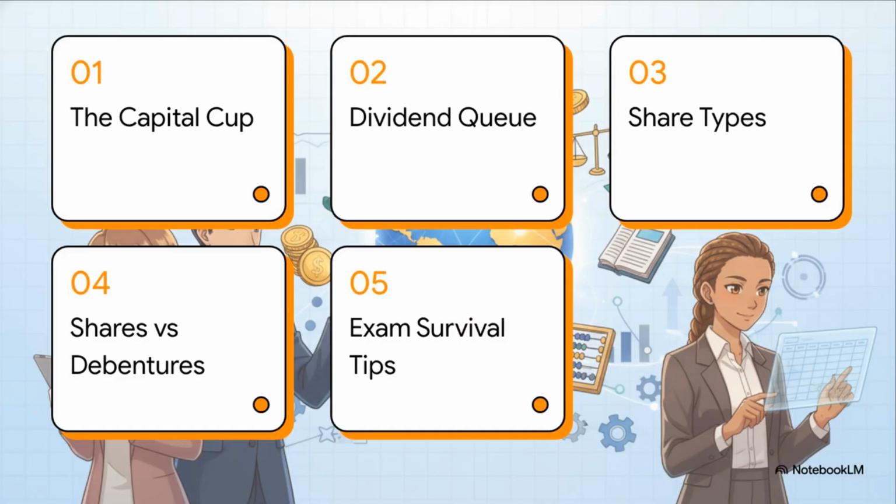Okay, let's dive into this. Here is our roadmap for today. First, the corporate capital cup. Second, the dividend payment queue. Third, comparing share types. Fourth, shares versus debentures. And finally, some crucial CSEC exam survival tips.